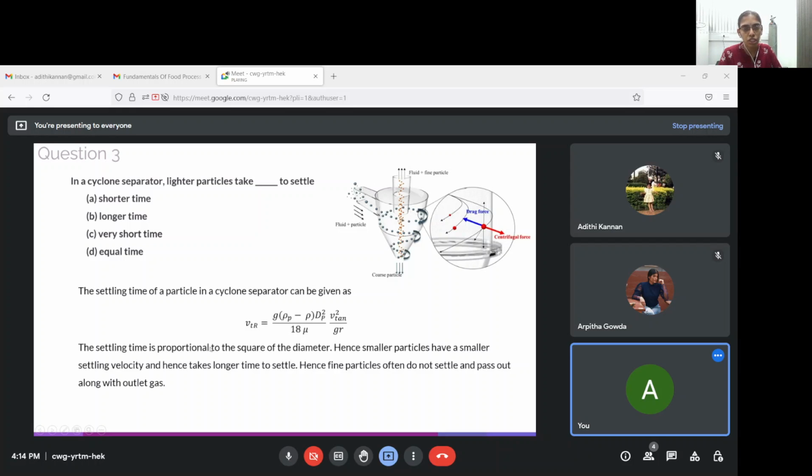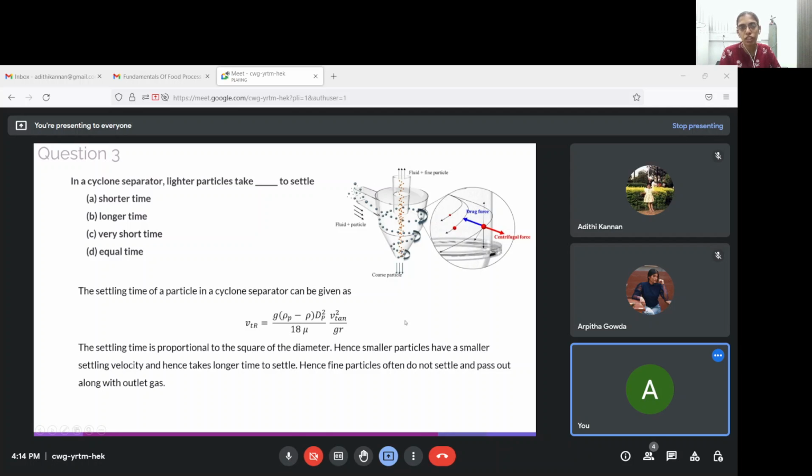So the settling time is inversely proportional to the square of the diameter. Since smaller particles have a smaller diameter, their velocity will also be less. Since the settling velocity is less, it takes more time for the particle to settle. Since velocity is directly proportional to d_p squared, and d_p is less for smaller or lighter particles, velocity decreases. Since velocity decreases, the time taken to reach the bottom of the cyclone separator also increases. So finer particles take longer to settle.